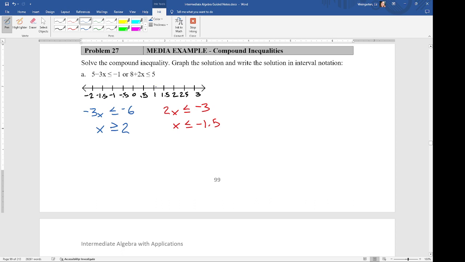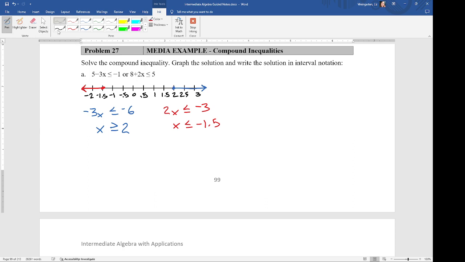So x is greater than or equal to 2. We can include 2, so we get a closed circle. In our red graph, x is less than or equal to negative 1.5. We can include negative 1.5 and anything before it.